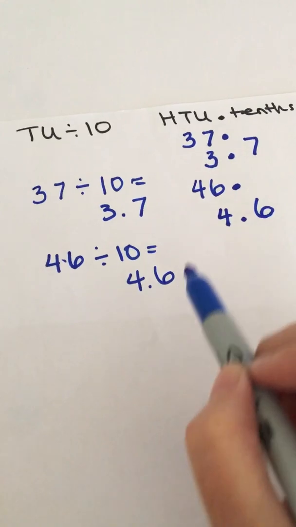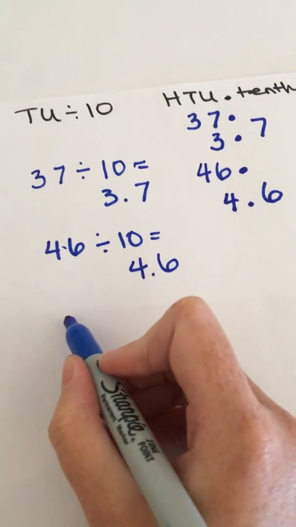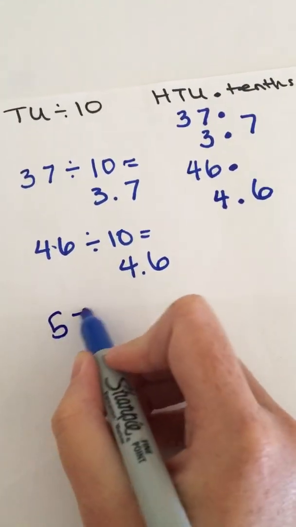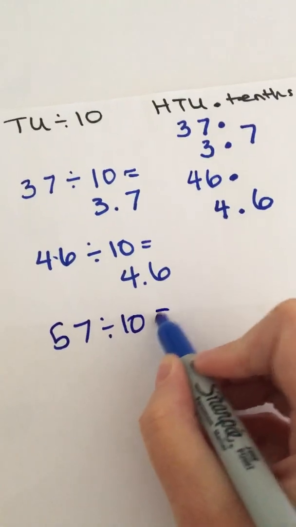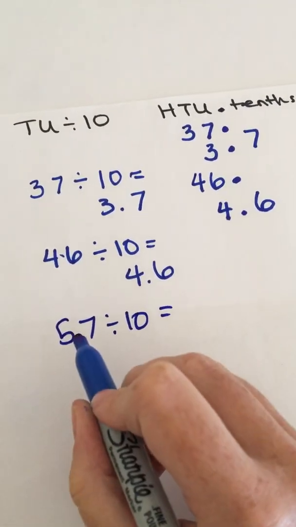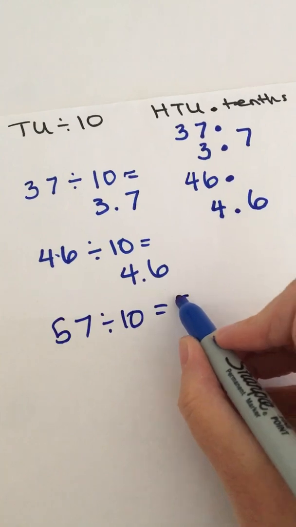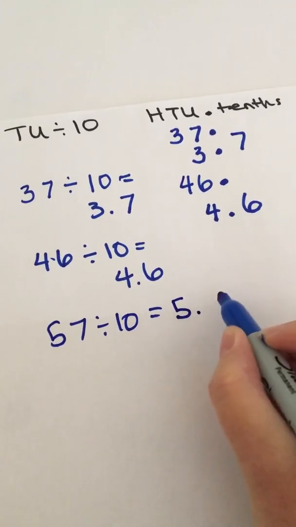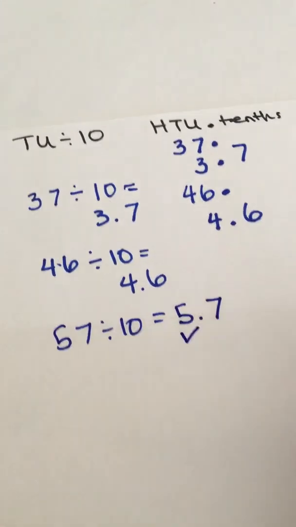And you might just be able from now on to see that when we divide a two-digit number by 10, you can already see the answer. Okay, you already see that? What would it be? 5.7. So well done if you did that.